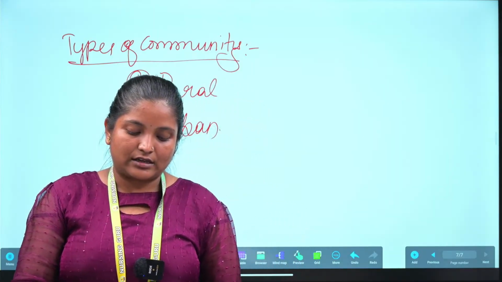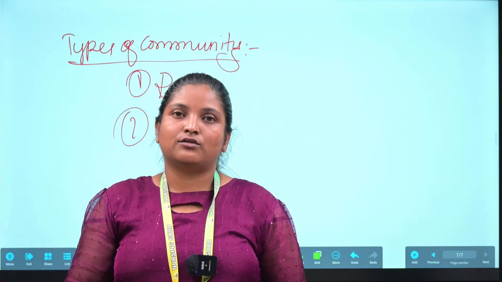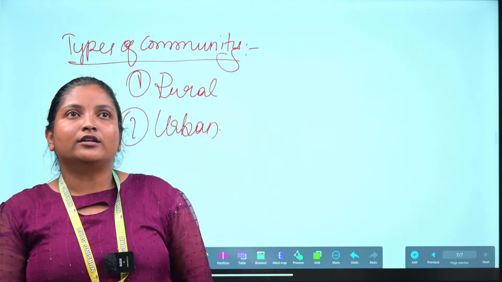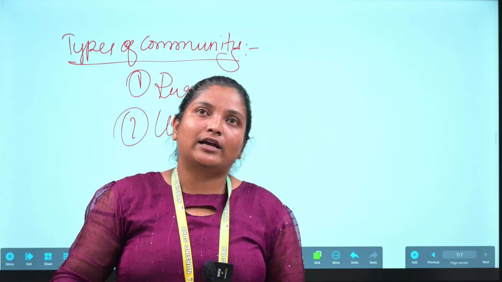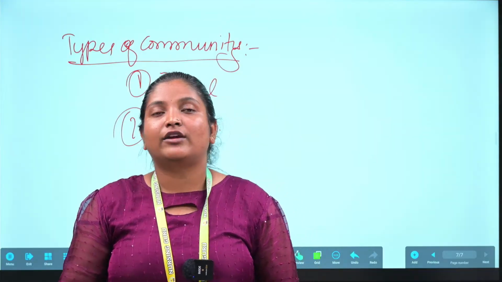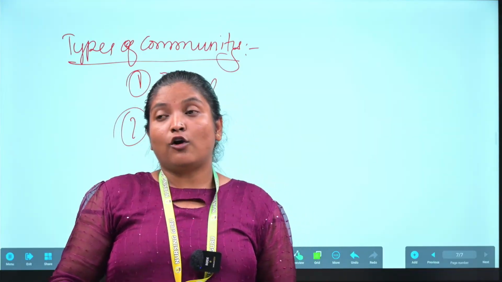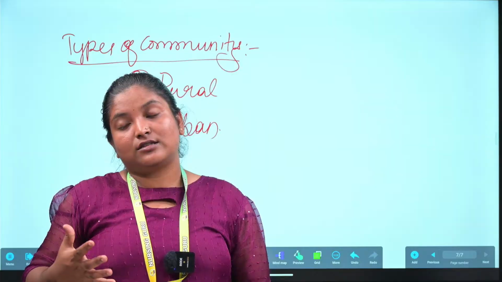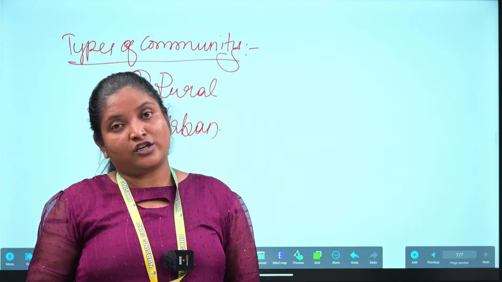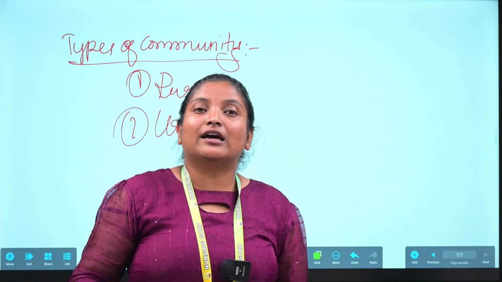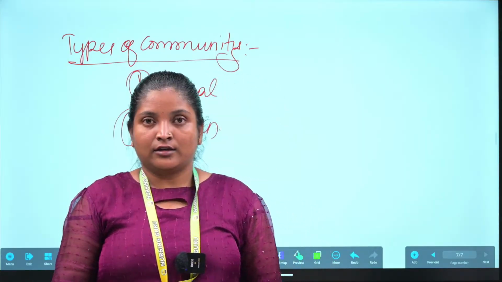Modern civic facilities are usually available. For example, if one child is from Bangalore and one child is from a village area, of course we can see a lot of differences in the nature of those children. It is the same with urban and rural communities.